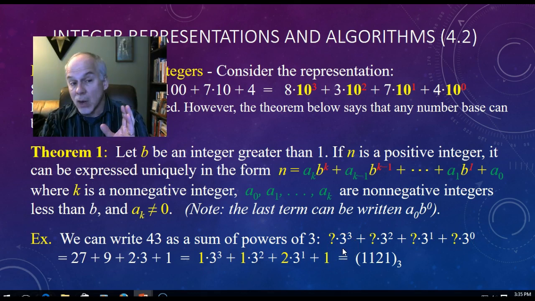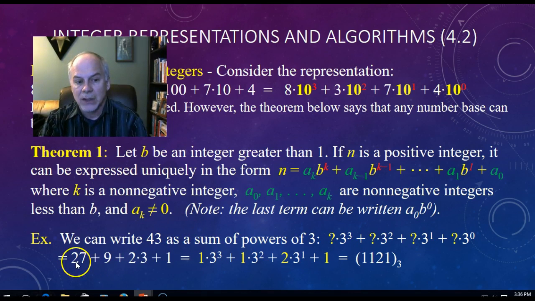Now you might ask, why didn't we start with 3 to the fourth power or 3 to the fifth power? Well, 3 to the fourth power is 81, which is greater than 43, so we're not going to use 3 to the fourth power. But 3 to the third power is 27, so that's not greater than 43. So we'll start at the power of 3 that's as high as it can be, but still less than 43.